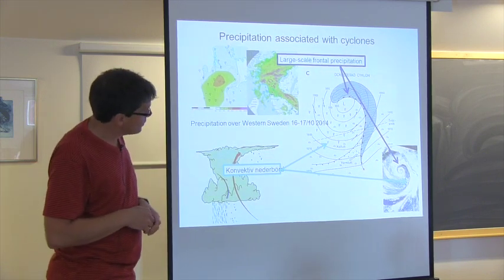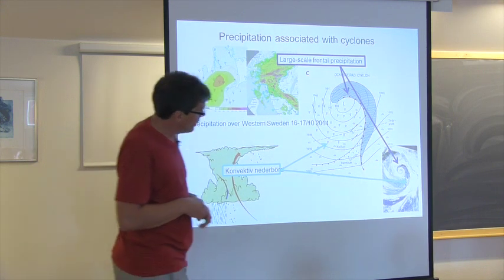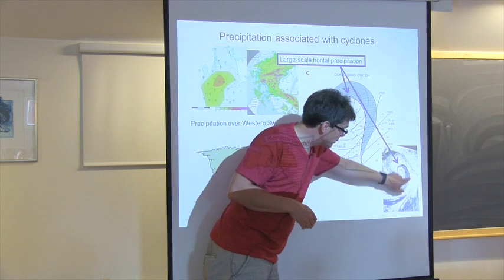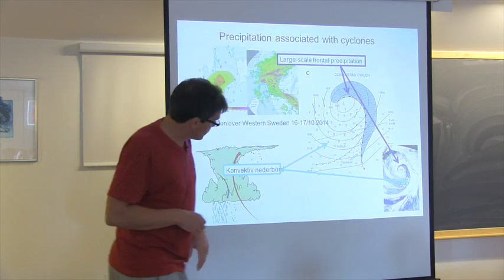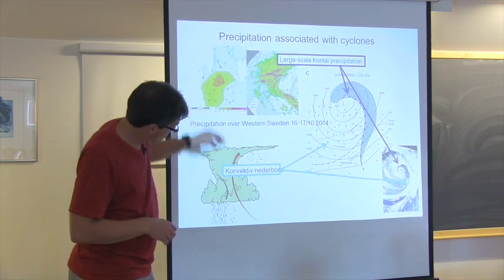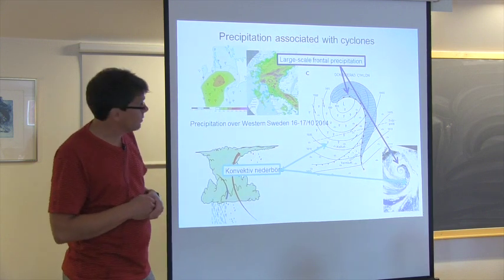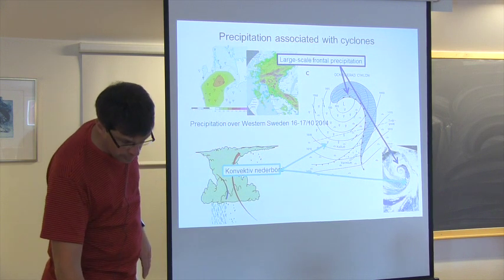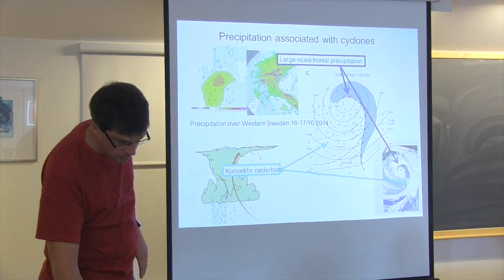Then there is also other precipitation associated with it. And that's these small triangles here. These are the convective clouds. You can see them here in the satellite picture. These small patterns, and these are these big clouds, and they can give very, very strong precipitation at the same time. So this is the type of precipitation that you can find together with these cyclones.